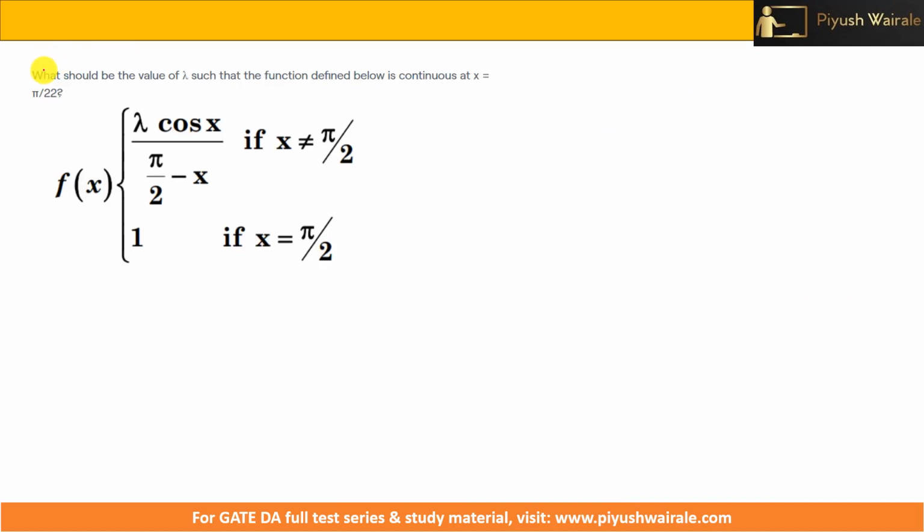Now let's solve this next question. What should be the value of lambda such that the function defined below is continuous? It is pi by 2. So this function is given to us and it is continuous. Continuous means the limit as x tends to a of f(x) must be equal to f(a). That's it. Now the same thing you can apply here for x equals pi by 2.